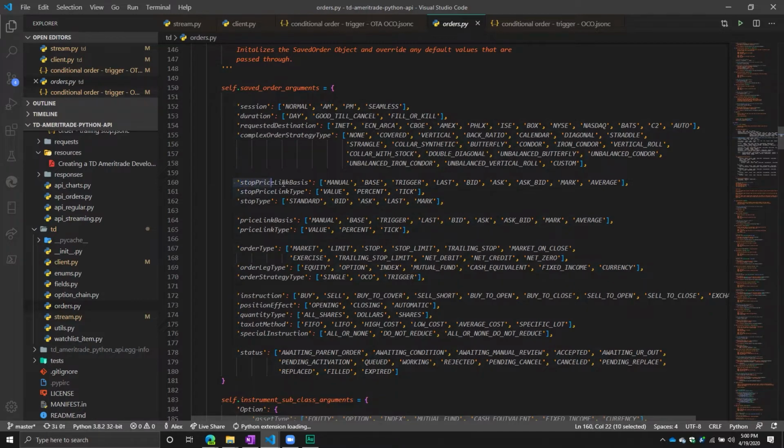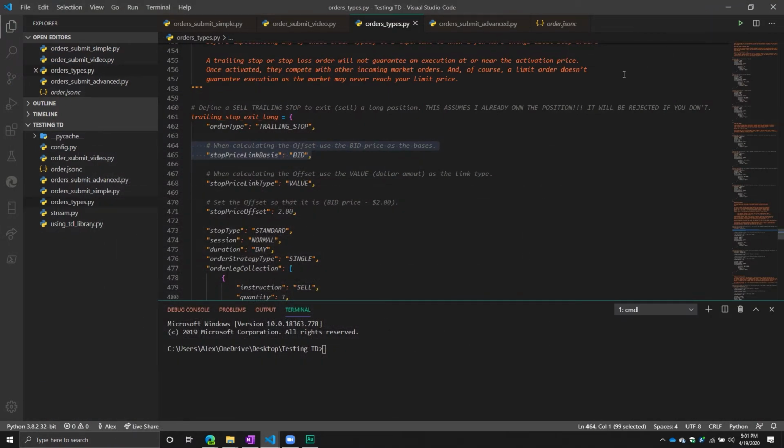So your link basis is this one right here. There is a last, a bid, an ask, a mark, and an average. I usually see these ones. I personally have never seen these ones. I'm sure there might be a specific reason you would use those, but I think for most people, you're probably going to be here or maybe here. And so that's our basis. That's what we're calculating our offset compared to.